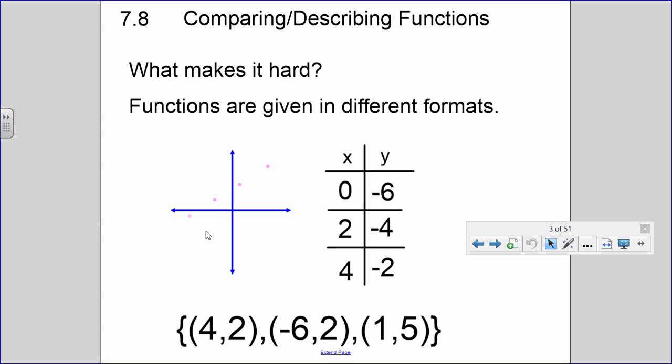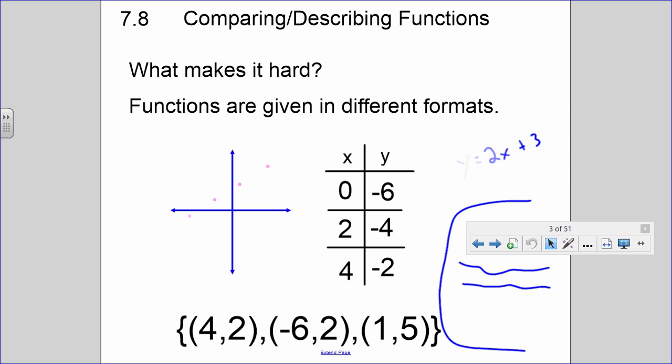What makes it hard is I might give you one function that's a graph. I might give you another that's an XY table, and still yet another it's just a set of ordered pairs, maybe an equation, something like this, y equals 2x plus 3, or maybe just a verbal description where it's just a bunch of sentences that are giving you some information in there. So that's what's going to make it difficult.